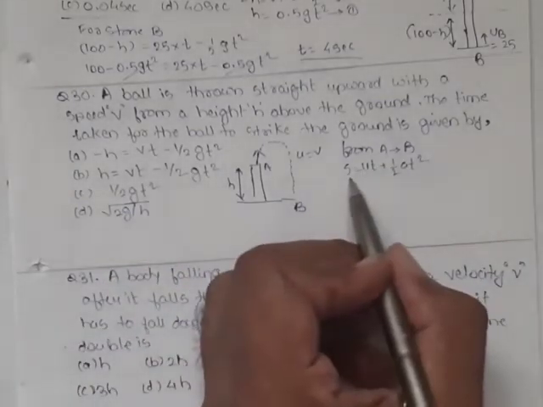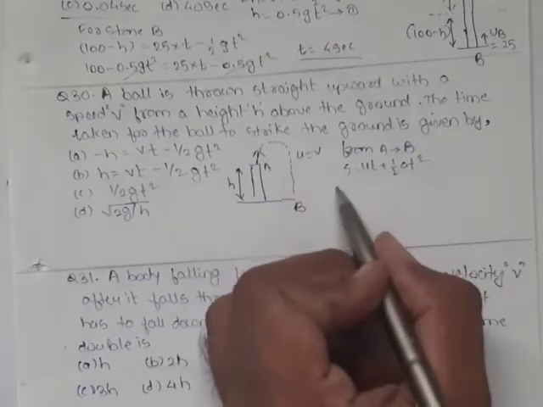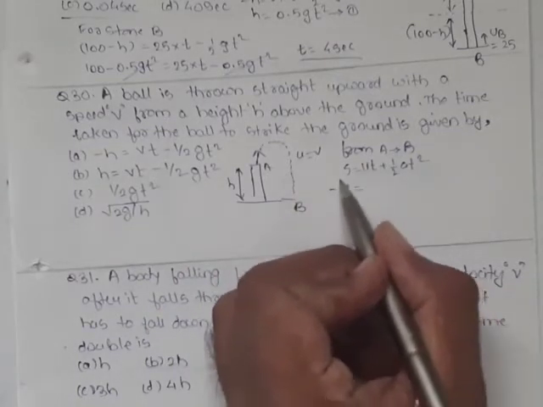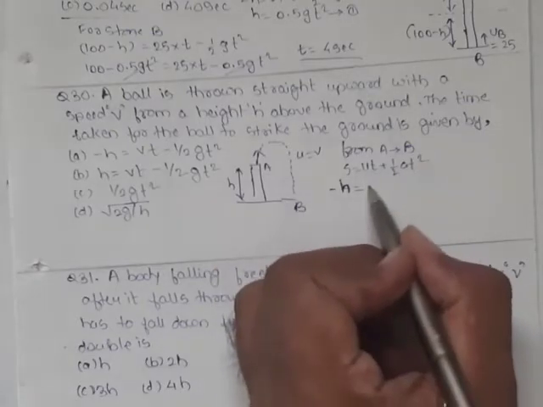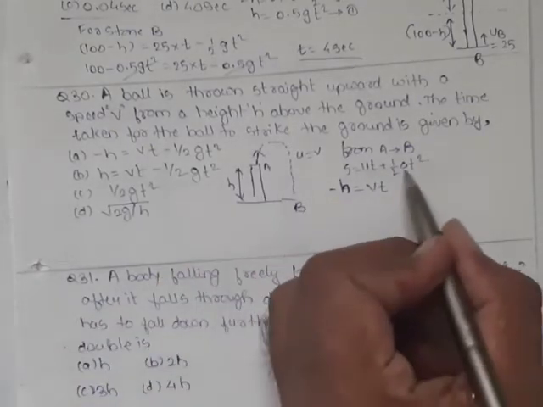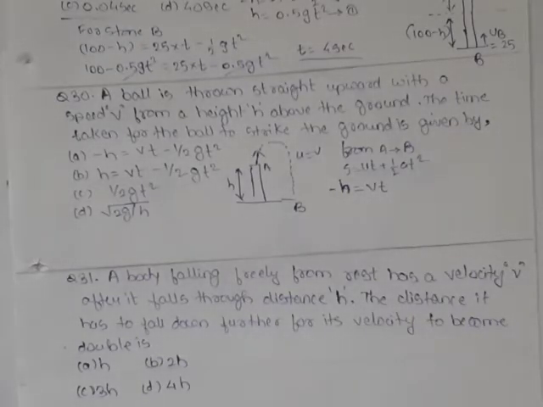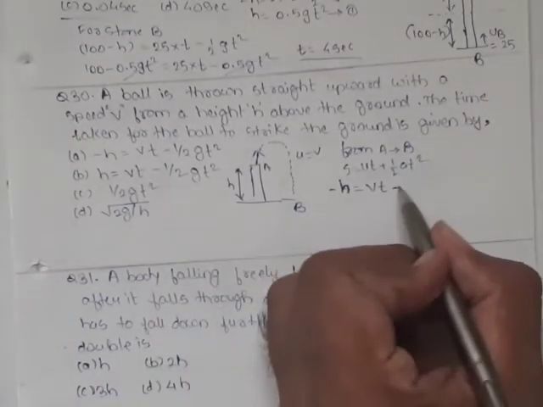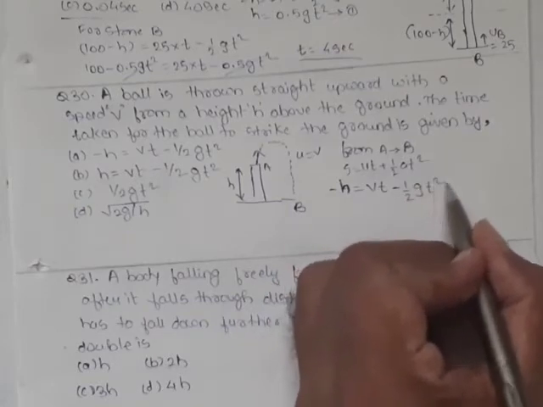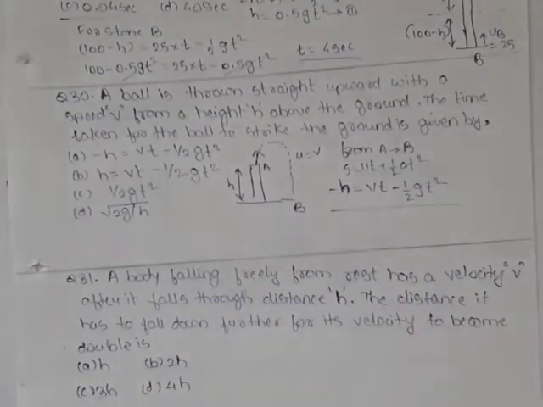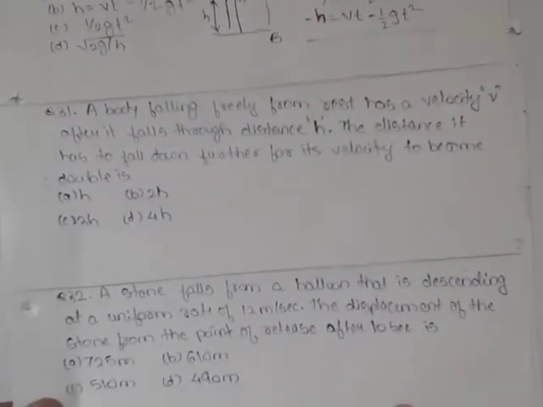Here, since point B is below point A, we have to take this height as minus h, equal to initial velocity u, which is given as v, times t. And since we are talking about motion in the vertical direction, a becomes minus g, so here the equation is minus 1/2 gt square. This equation has to be used to find the value of time. So out of the 4 equations, if we see option A, that is our solution: minus h equal to vt minus 1/2 gt square is used to find the time required by the ball to travel from A to B. Now we'll see question 31.